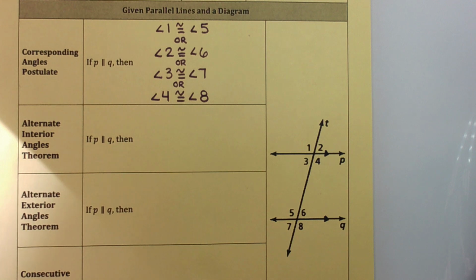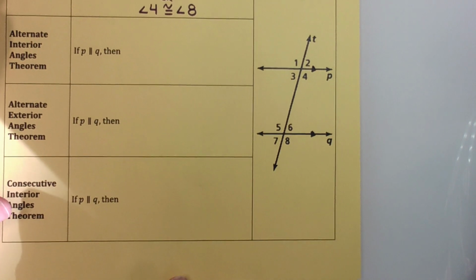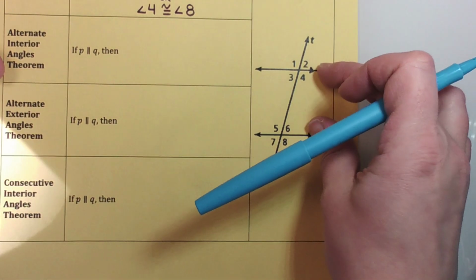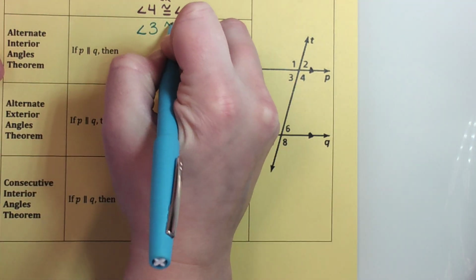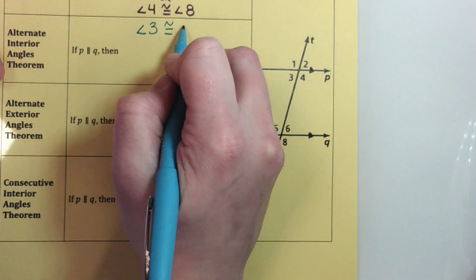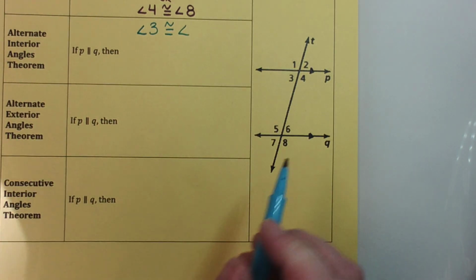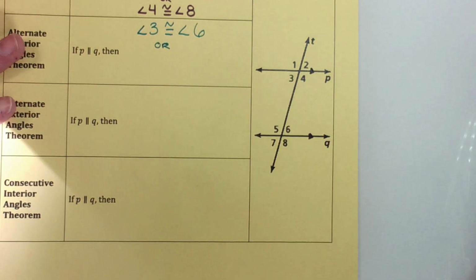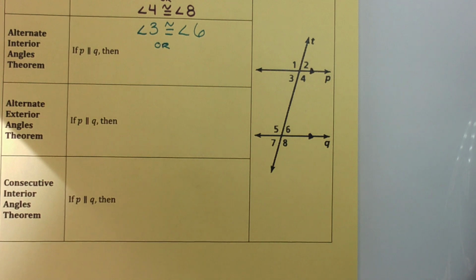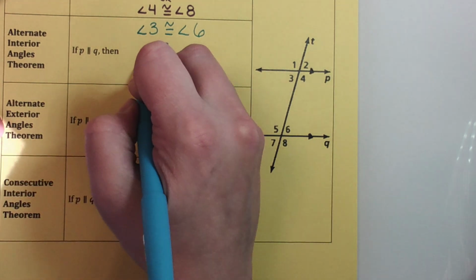Alternate means where compared to the transversal? Same side or opposite side of it? Opposite. Alternate means opposite sides of the transversal. Interior tells us it's inside of the two lines being crossed. So inside the lines being crossed is 3, 4, 5, and 6. Let's say I started with angle 3. Angle 3 is congruent to angle 6 by the alternate interior angle theorem. Or the other pair of alternate interior angles, 4 and 5.